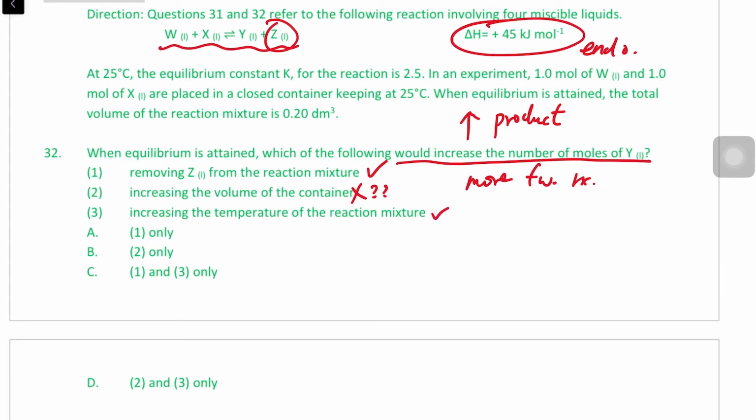Finally, increase the temperature, yes, because the forward reaction is endothermic. Okay, just like an aircon. If you increase the temperature, yes, you want an aircon, right? So more forward reaction will undergo. So the answer is 1 and 3, that is C.